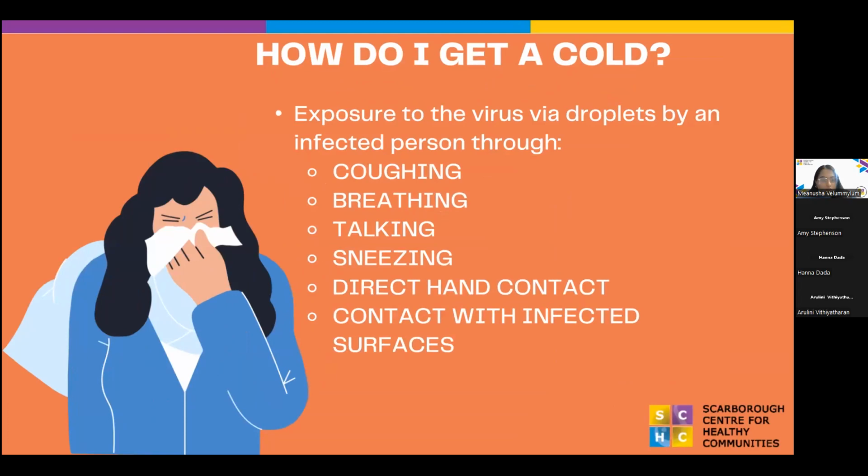So how do I get a cold? Exposure to any kind of virus through droplets by an infected person can happen through a few methods: coughing, breathing, which we all do, so it can spread quite fast, talking, sneezing, and any kind of direct hand contact. For example, if you sneeze on your hand and then use your hand to touch something or someone, that's a way that it can be spread. Also contact with infected surfaces.